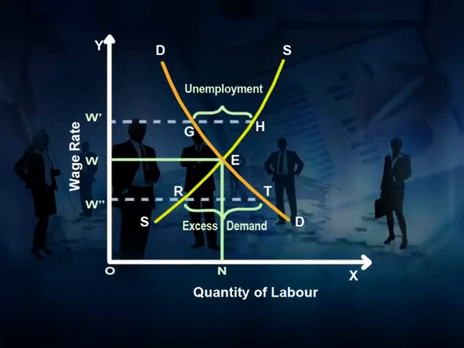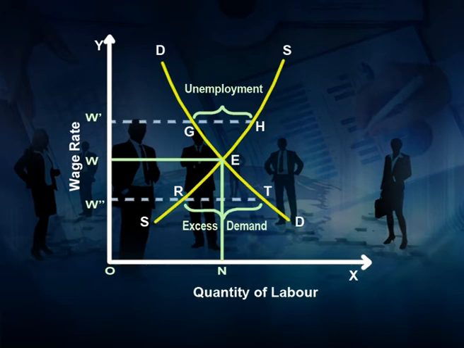In this figure, DD represents the demand curve for labor and SS represents its supply curve. The two curves intersect at point E, which states that at wage rate OW, the quantity of labor demanded ON is equal to its availability, which is supply. This indicates that all those who are willing to work at the given wage rate OW get employment. This also implies that there is full employment in the labor market.